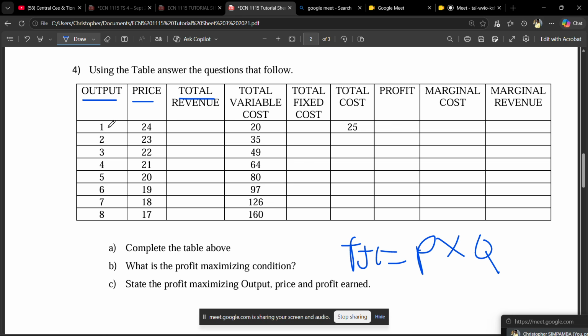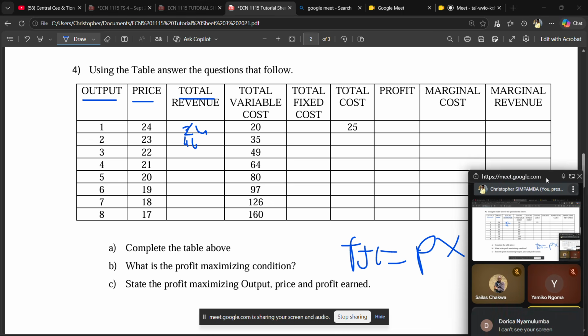So I'm just basically going to be multiplying this times that, that times that, that times just like that, right? Until we are done with our total revenue. Are we okay with total revenue? Since this is a table, we'll be following it step by step.